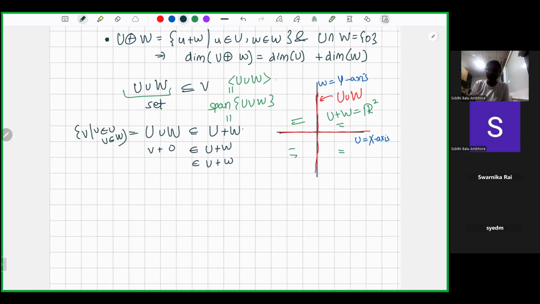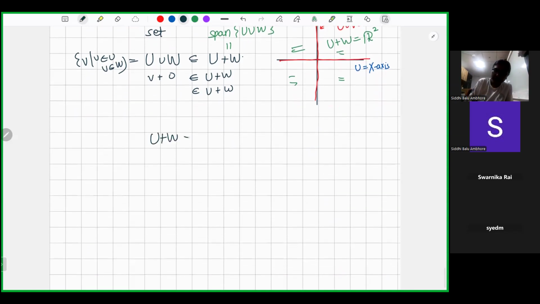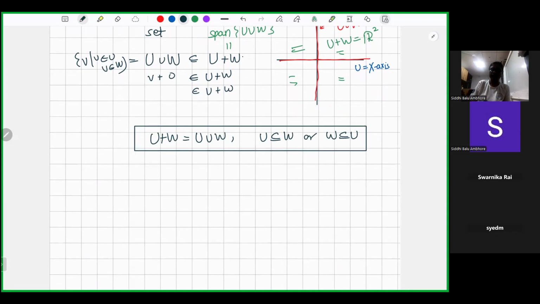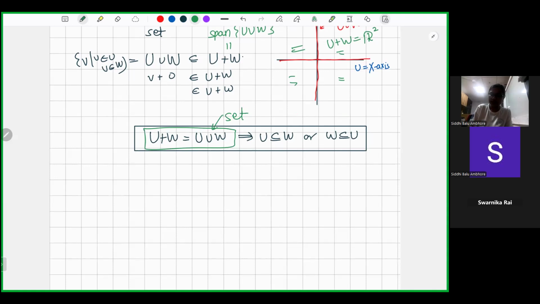And if you remember, we did that: if U plus W is U union W, then either U is contained in W or W is contained in U. We proved this in the first or second lecture, if you remember. Back then also I said that this is just a set, and this is a subspace. So when someone writes this, it means that U plus W in this case is forming a subspace.